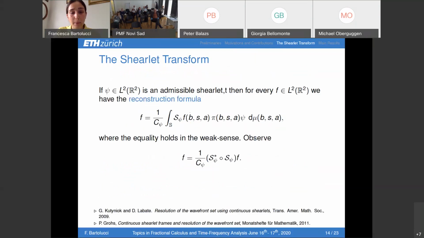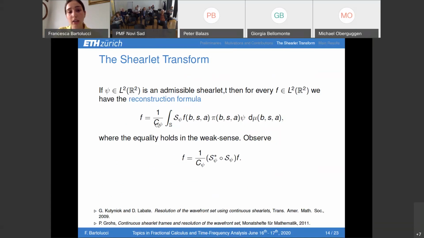Then an important issue in the theory of representations in general, and here I present the special case of the Shearlet transform: every time that we have a square integrable representation, we have a reconstruction formula for the Hilbert space. So in this case, for every f in L2(R^2), we have the following reconstruction formula, which states that we can recover f starting from the Shearlet transform of f.